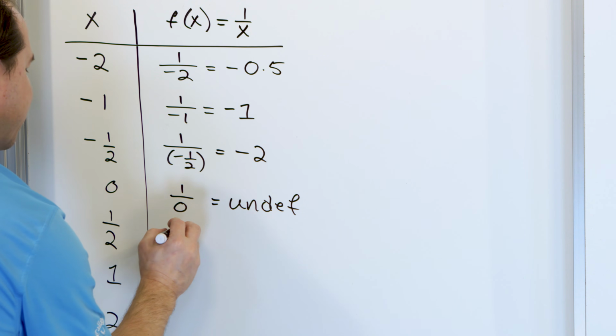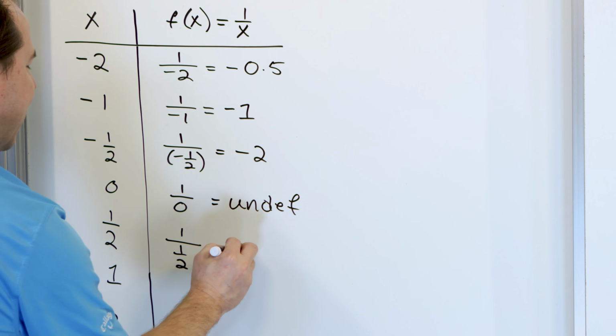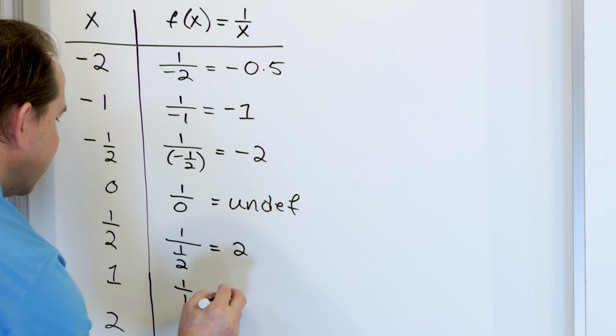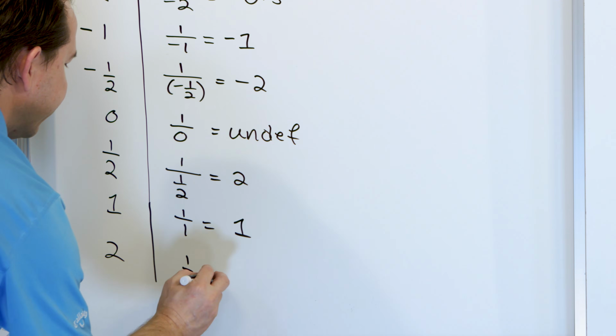And then what's going to happen on the other side? Plugging this in, I'm going to have 1 over 1/2. It'll be exactly what I have here, except it'll be a positive 2. I stick a 1 in there, it'll be 1 over 1, which is going to be a positive 1. I stick a 2 in here, it'll be 1/2, which I know is 0.5.